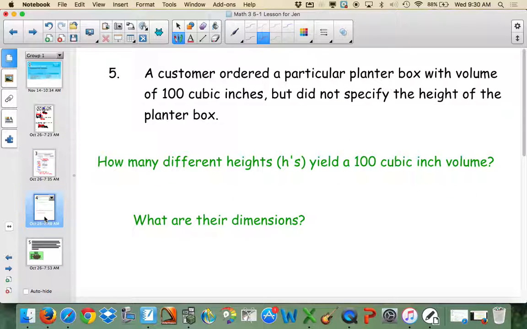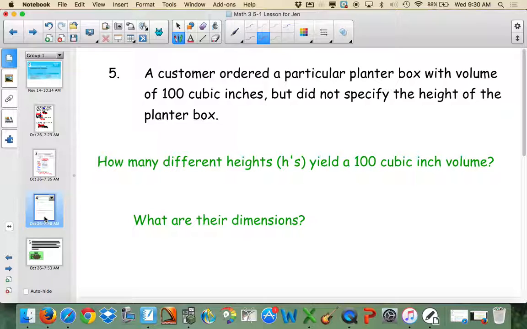All right, so here we got a customer that ordered a particular planter box. So picky customer A here. They want a volume of 100 cubic inches, but they don't care what shape the box is in. All right, well, maybe they're not that picky, right? But they definitely need 100 cubic inches of plants. So how many different heights yield a 100 cubic inch volume? In other words, where's my y equals 100?